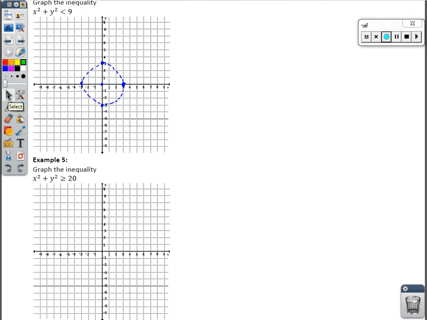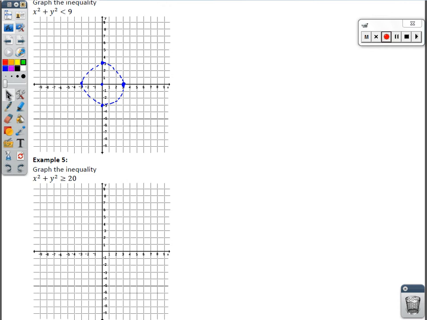Okay, so we need to think about what this inequality is telling us. The radius squared, we can essentially just talk about it as the radius. So the x squared plus y squared has to be less than the radius. So we need smaller things. We need things inside the circle.